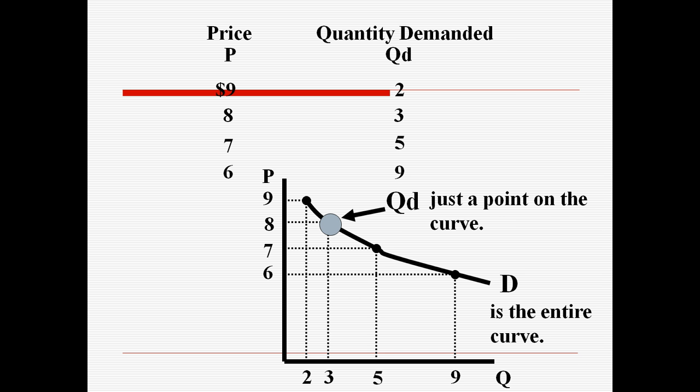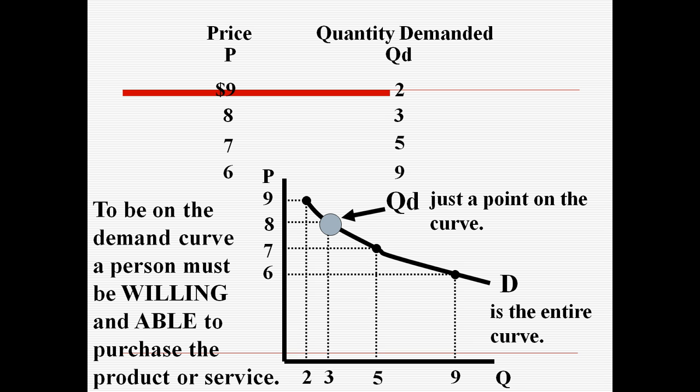Price is going to change quantity demanded. When we're talking about quantity demanded, we're talking about just a point on the curve. Like this point, for example, is at $8. You have 3 demanded there. So as the price changes, you're just moving from point to point along the curve.